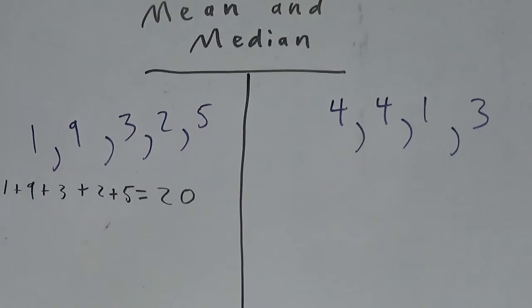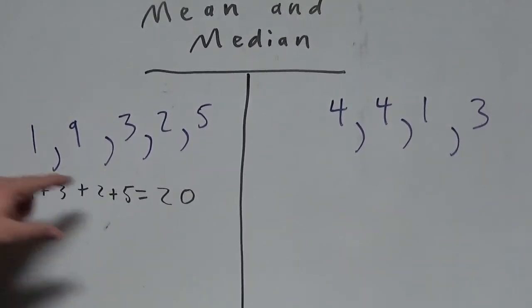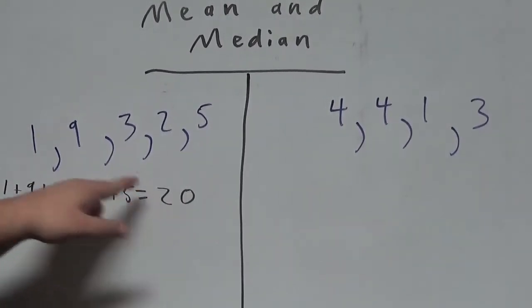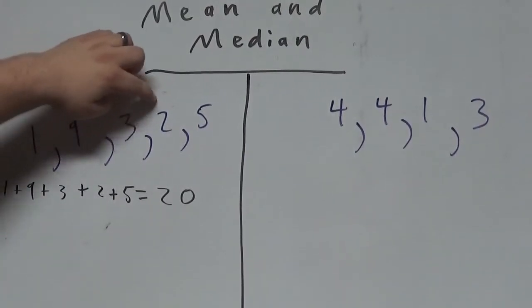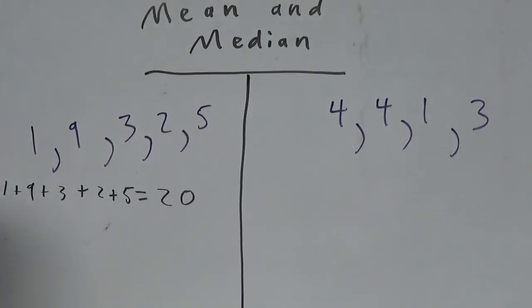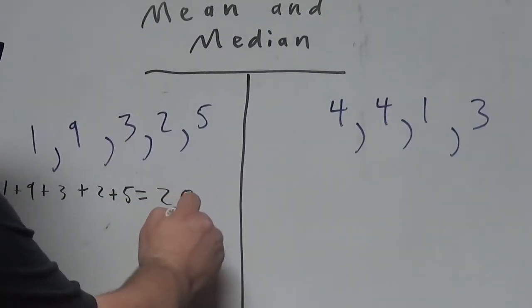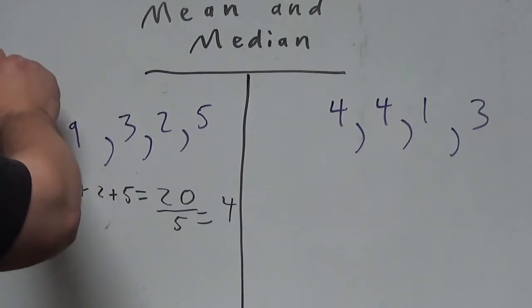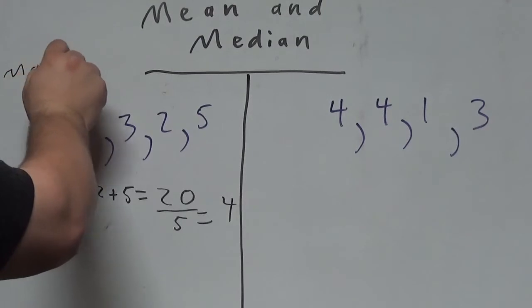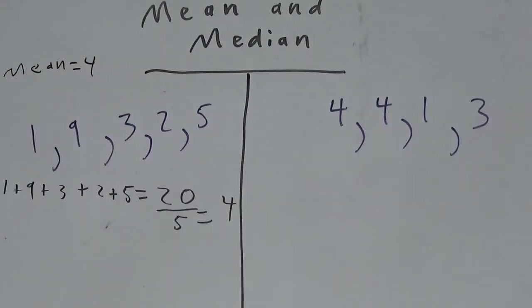And then the last thing we do, we take our sum, which is 20, and then we count how many data points we had. 1, 2, 3, 4, 5. So we do 20 divided by 5 equals 4. And as you hopefully see, that's it. The mean is 4. So the mean of the first one is 4.